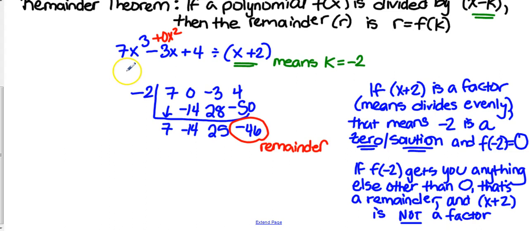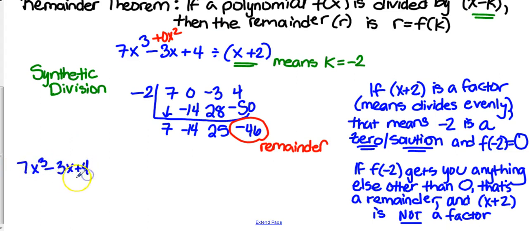So big picture, synthetic substitution, we're now going to call synthetic division. Because we just used it to determine that negative 2 is not a factor. How would I actually write the result? Because we're saying this is a remainder. So, we did 7x cubed minus 3x plus 4. We divided that by x plus 2. So what does this actually equal?